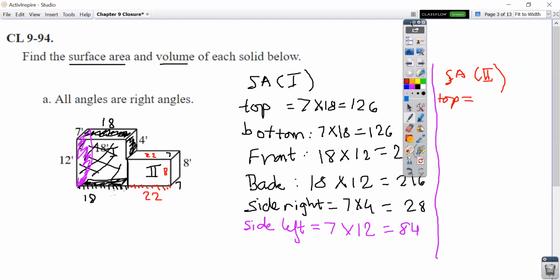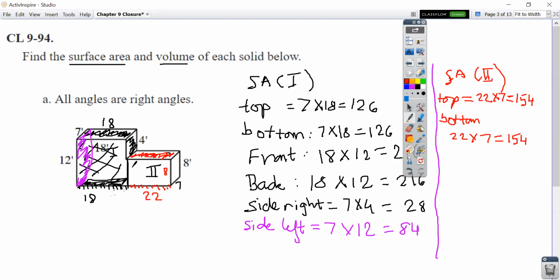On the top, I have 22 times 7, which is equal to 154 square units. It's the same thing as the bottom. The bottom, I took 22 times 7. I have 154 square units as well.